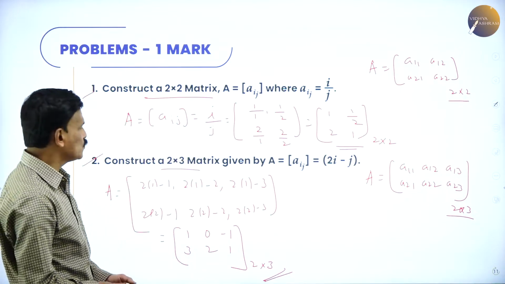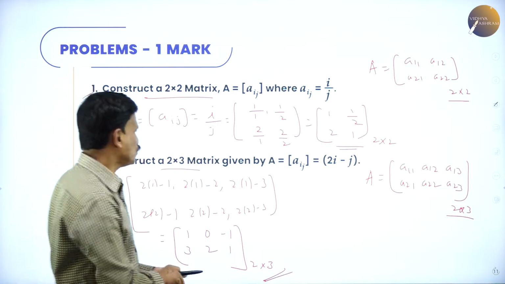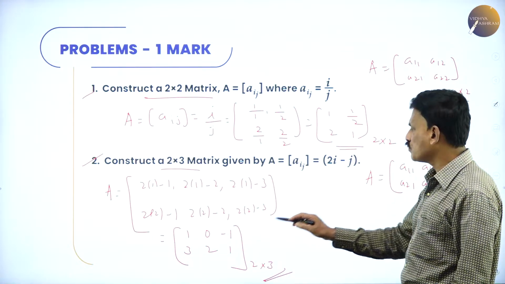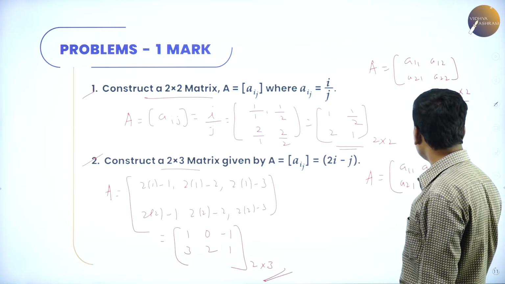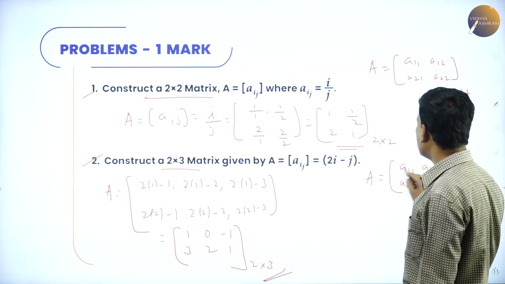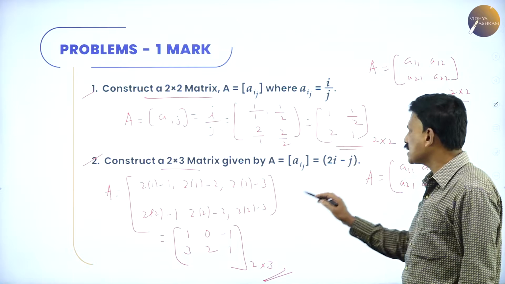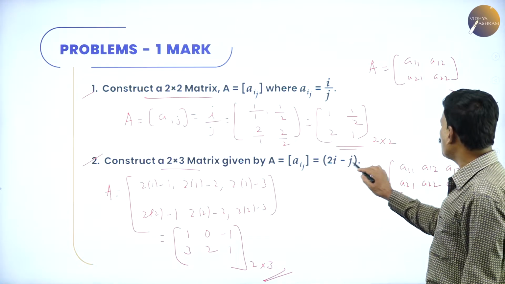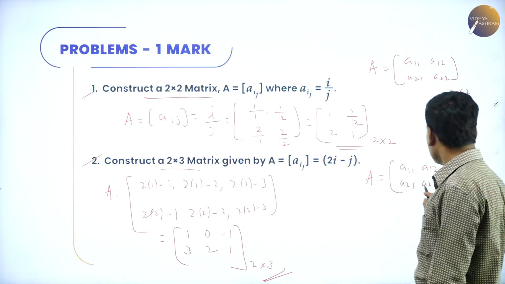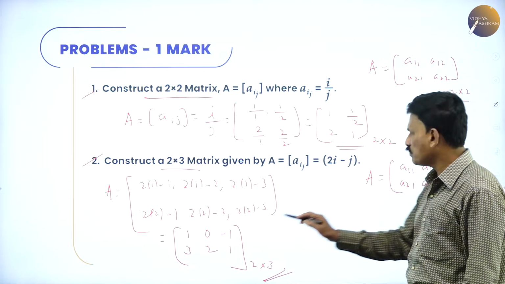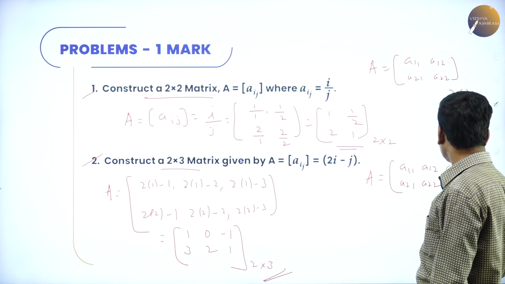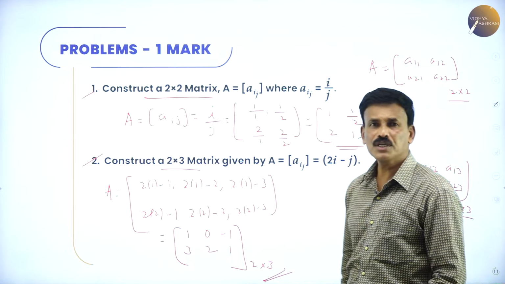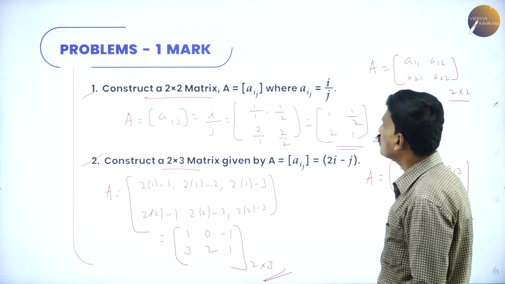That's it. See here, 2 into 1 minus 1, 2 into 1 is 2 minus 1 is 1, 2 into 1 is 2 minus 2 is 0, again 2 into 1 minus 3 is 2 minus 3, which is minus 1. Again for the second row, 2 into 2, 4 minus 1 is 3, 4 minus 2 is 2, again 2 into 2, 4 minus 3 is equal to 1. So these are the elements, that's it. Now let us come to the next problem.